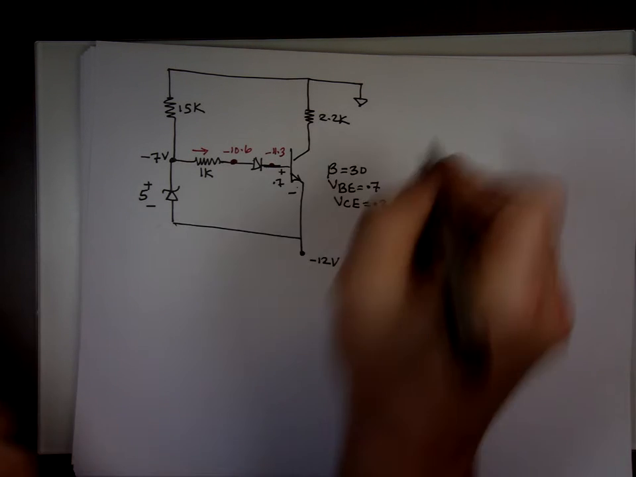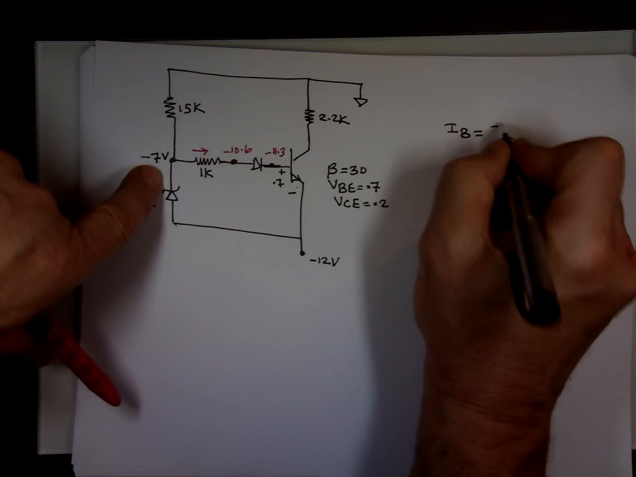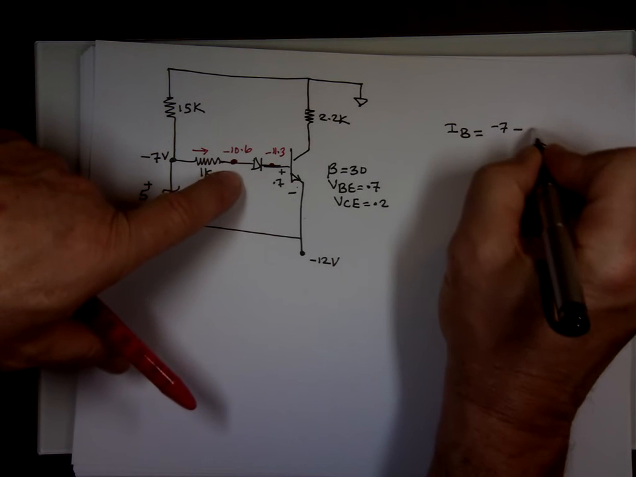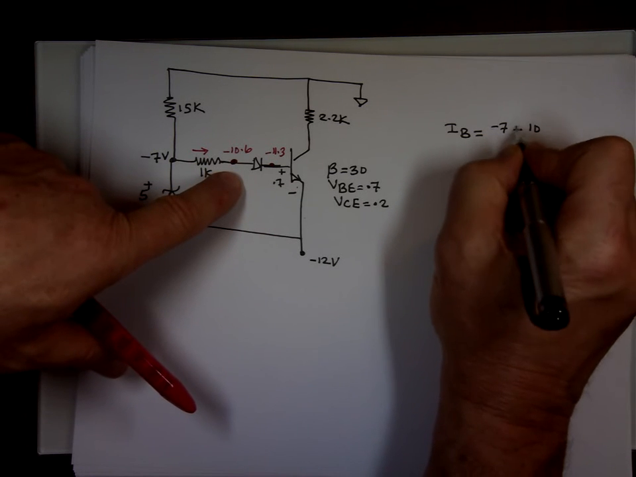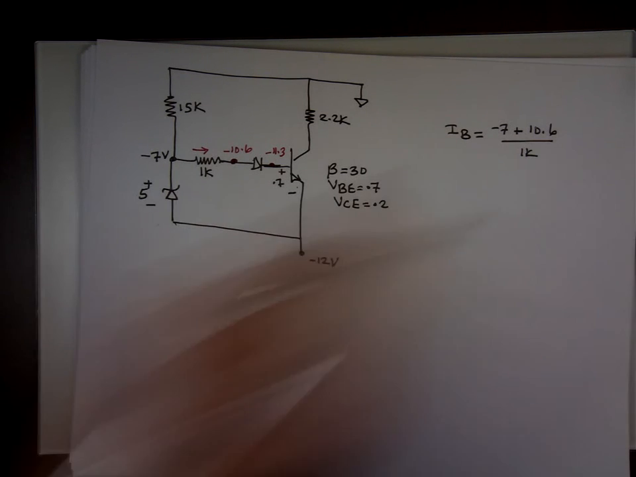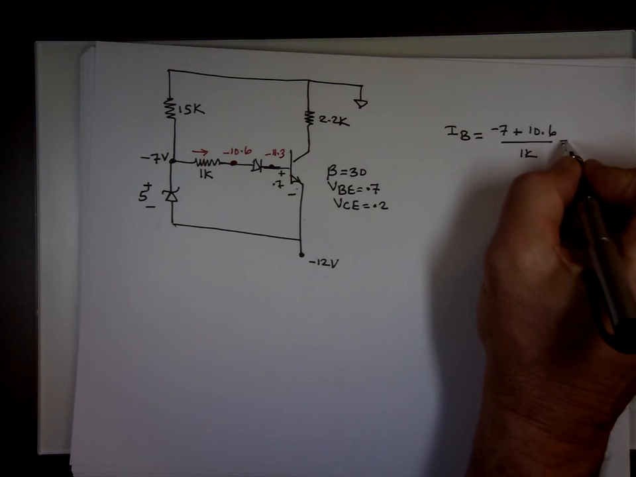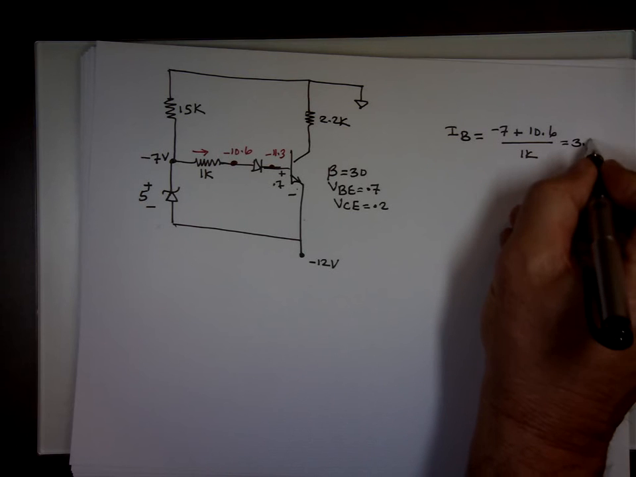So I sub B is going to equal the negative 7 volts minus this voltage here, which is 10.6, minus a minus, that's a plus, divided by 1K. That's a large voltage actually going through it. When I make these problems, I don't think about them. I should have made that resistor much larger because that's a large current going through it. That's 3.6 amp.